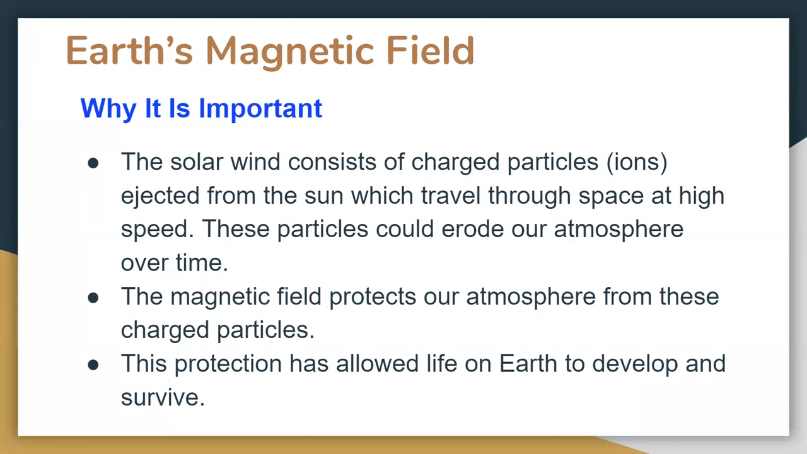And so the magnetic field protects our atmosphere from these charged particles by deflecting them around the Earth so that they don't actually interact with our atmosphere. And this protection from our magnetic field has allowed life on Earth to develop and to survive for a long period of time.